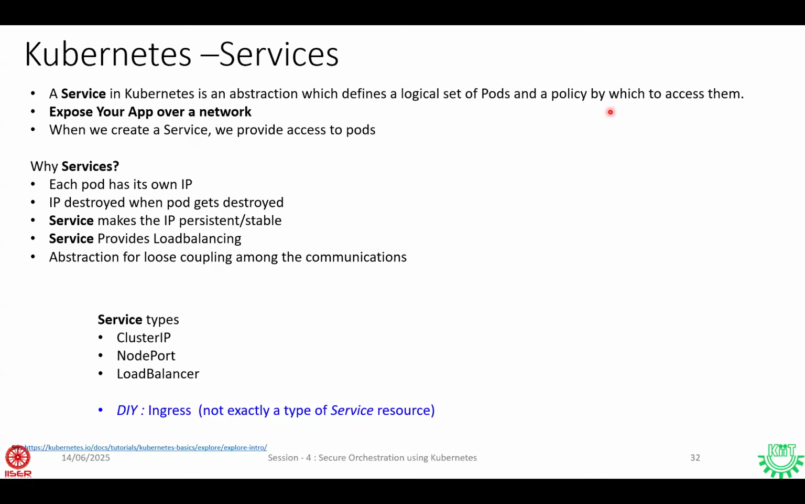Services will also help you implement load balancing. For example, if you have different replicas, you can expose your application to a load balancer service, and the service will provide you a static IP address, and the moment you send any request, the request will be forwarded to the right worker node.